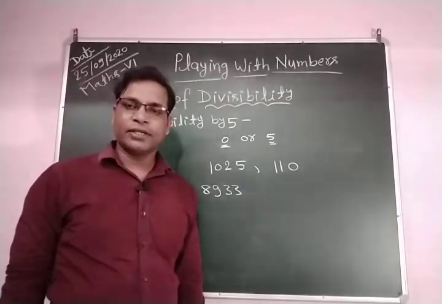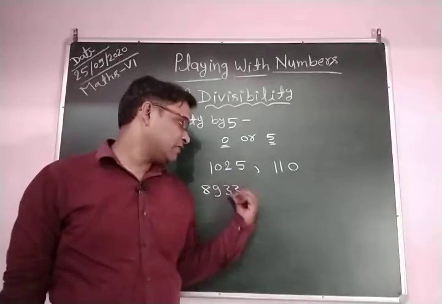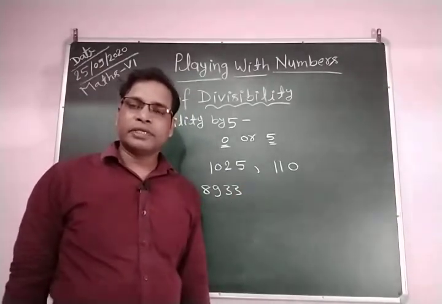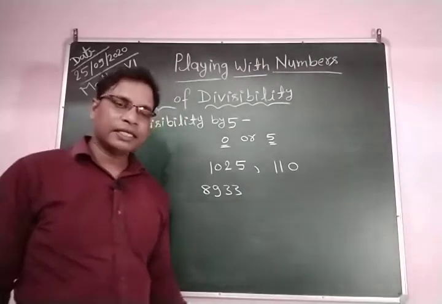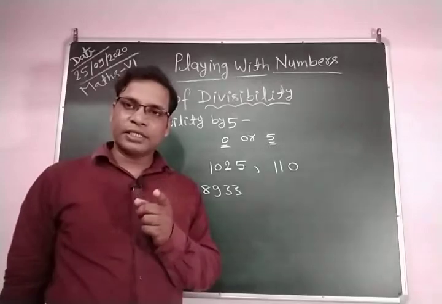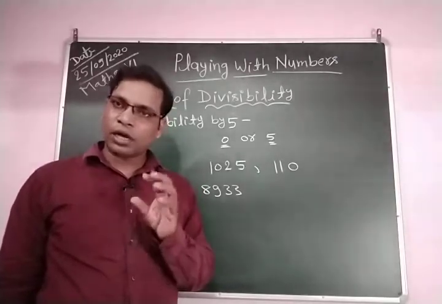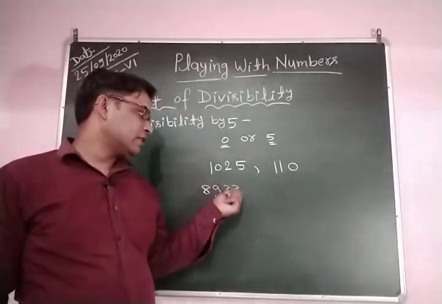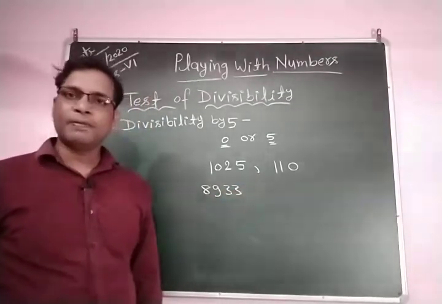Of course, you can say no, this number is not divisible by 5, because the divisibility test of 5 is that a number is divisible by 5 if its last digit is 0 or 5. But here the last digit is not 0, not 5, it is a 3. So this number is not divisible by 5.